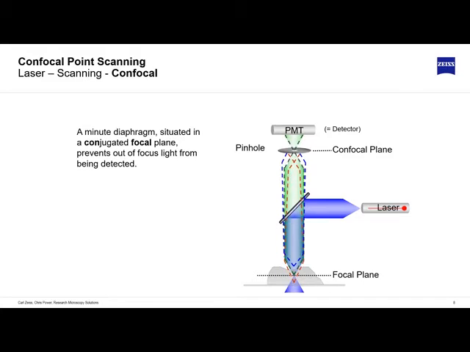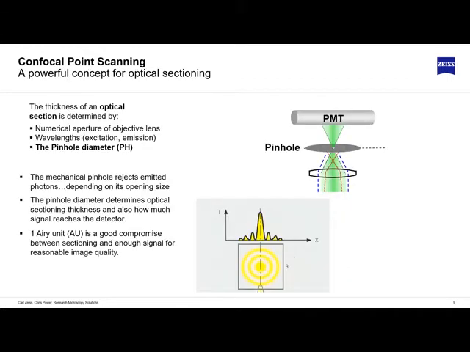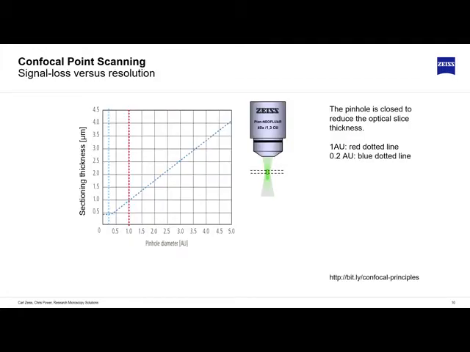And really the optical sectioning within your microscope is determined by a number of parameters, but mainly the numerical aperture of the lens that you're using, the wavelength of light, and the size of that pinhole. So by changing the size of the pinhole, we can change things like the sectioning strength. And a couple of simple graphs.